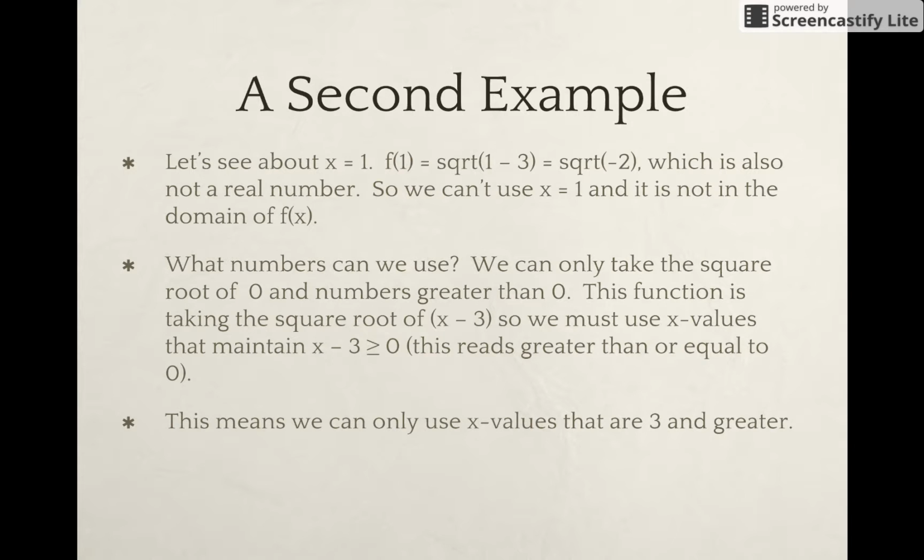Let's check x equals 1. If we do f of 1, we get the square root of 1 minus 3, which is the square root of negative 2. This is also not a real number, so we can't use x equals 1 either. So what numbers can we use? Well, we can only take the square root of 0 and numbers greater than 0. Since this function's equation has us take the square root of x minus 3, we must use x values that maintain that x minus 3 is greater than or equal to 0. And so that means that we can only use x values that are 3 and greater.